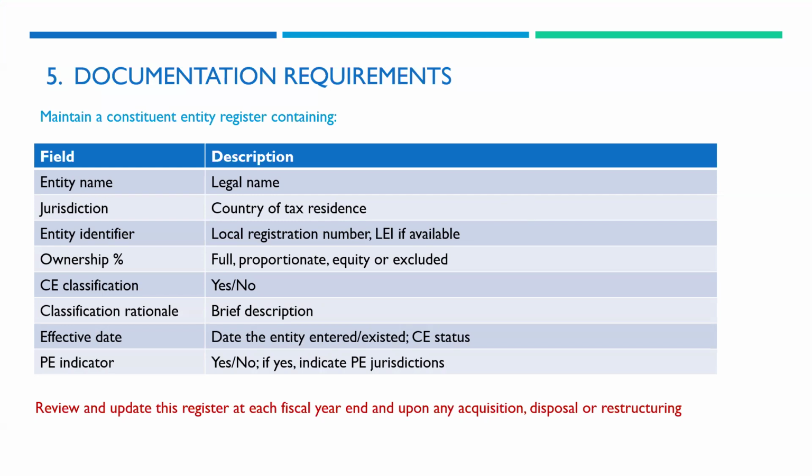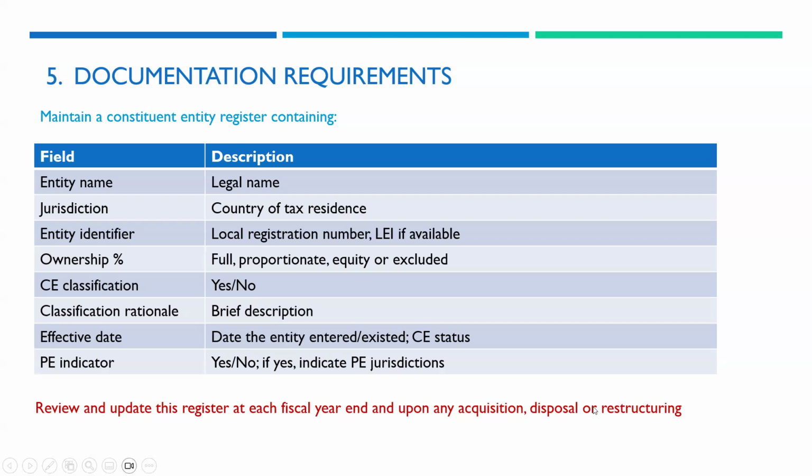First thing is entity name. You have to have a constituent entity register. Maintain a register which has the entity name, jurisdiction, where is the country of tax residence, entity identifier, local registration number if available, ownership percentage and how it is consolidated: full, proportional, equity, or excluded. Then the constituent entity classification, whether yes or no, the classification rationale, a brief description, the effective date when you would be including it in the GloBE calculations, whether it is a PE, and you have to review and update this register.